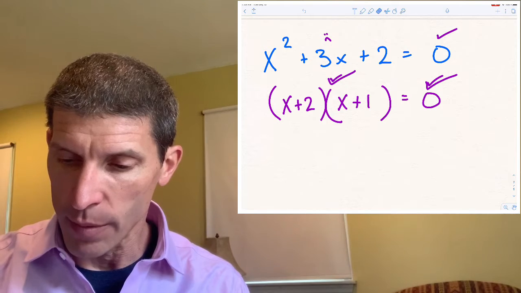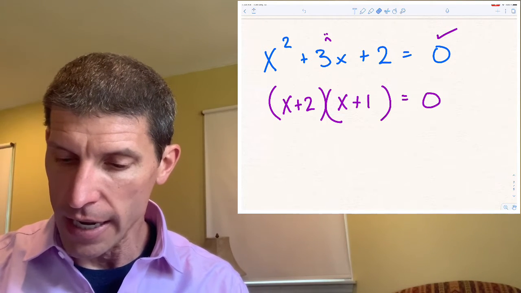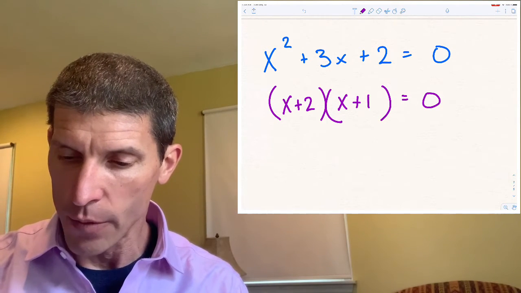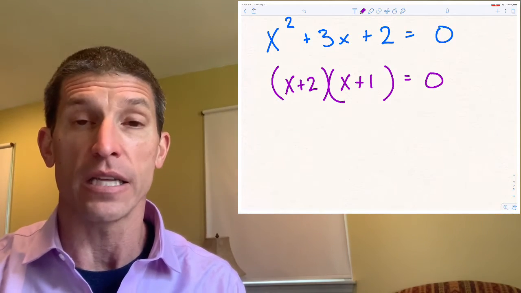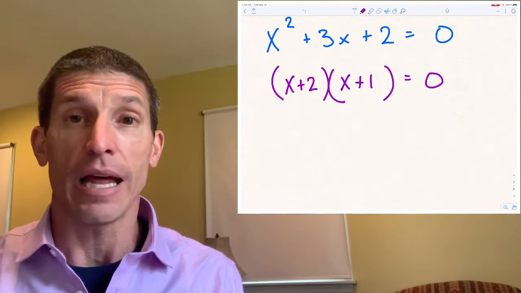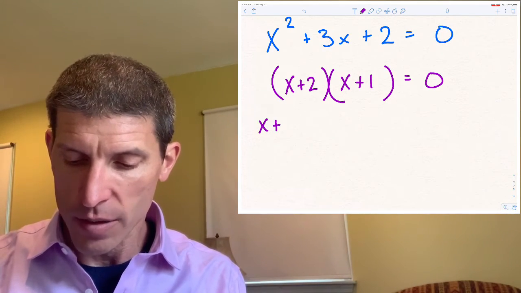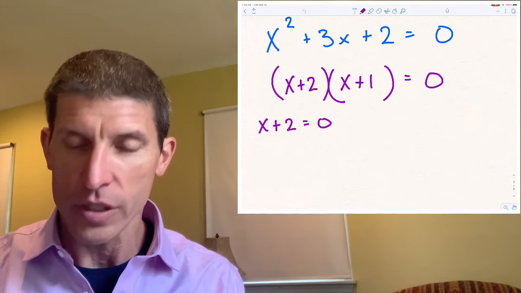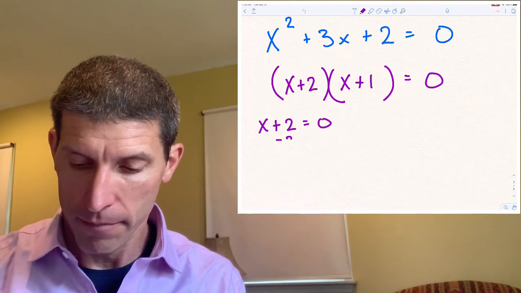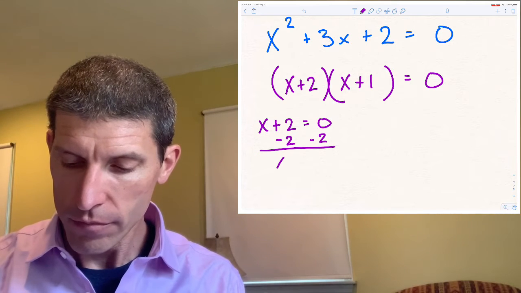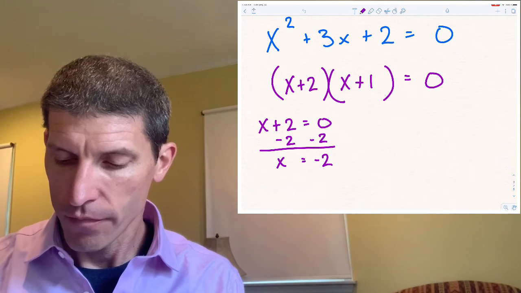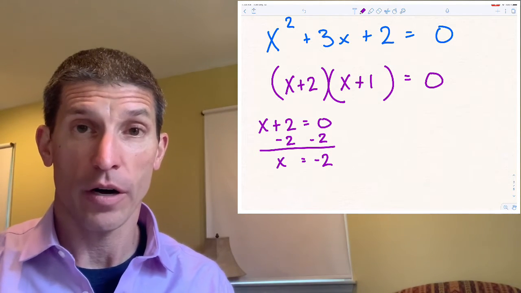So let's get rid of a couple little tangly things, and let's talk about how we use the zero product property. You might already guess this. The first item is allowed to be 0. So x plus 2 could equal 0. I think that's one of our answers.